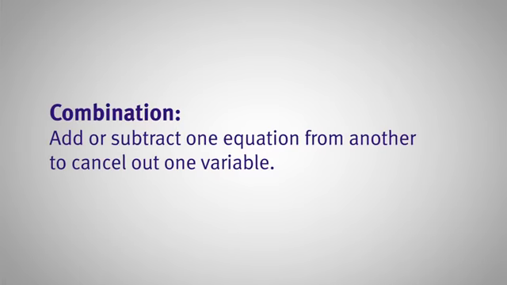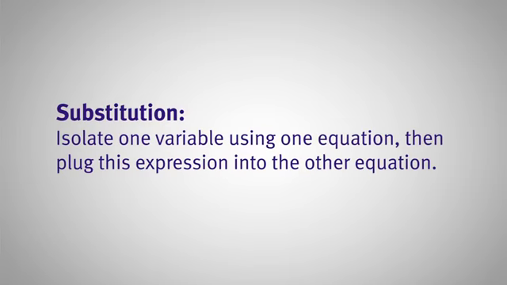Now, there are going to be two ways to solve for variables. The first is combination, which is going to involve adding or subtracting one equation from another in order to cancel out one variable. The second method is substitution. This involves isolating one variable using one equation and then plugging that expression into the other equation. We're going to get a chance to practice both methods. Let's start with an example.